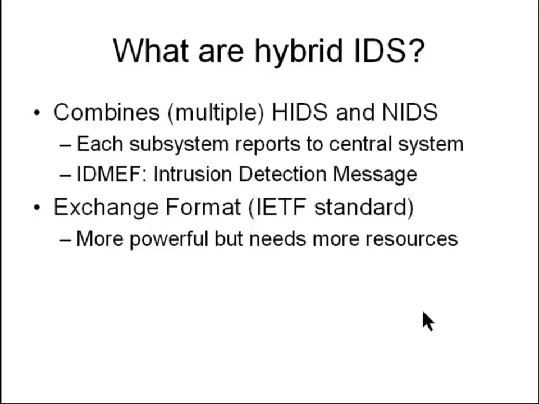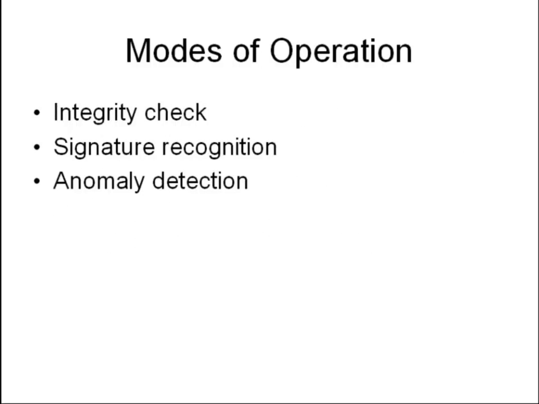Okay, we can also combine these, and I'm only going to talk about this briefly, hybrid intrusion detection systems, which combine the host-based and the network-based intrusion detection system. Then each subsystem, the host-based and the network-based, would report to a central authority system that's actually overseeing both types of intrusion detection systems. That's all I'm going to say about that.